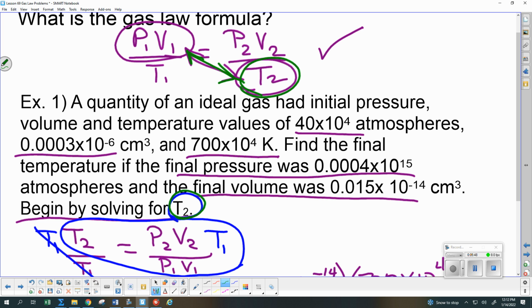You can switch one whole numerator with one whole denominator as long as they're on opposite sides of the equal sign. So that was just switching and putting the P1, V1 down here in the denominator and the T2 up here on the other side. Then all we had to get rid of was the T1 in the denominator.